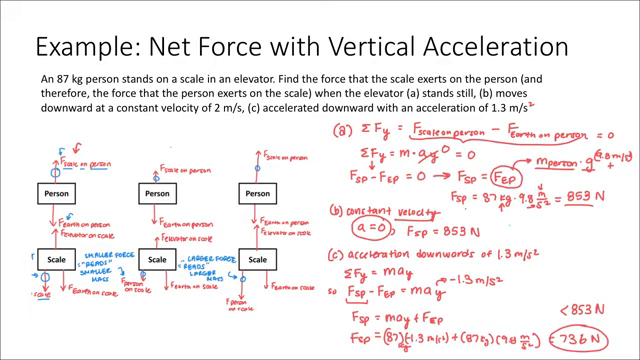Even though the person's weight hasn't actually changed, the scale is going to feel a smaller pushing force from the person, and so it will read a lower mass value. It does a conversion inside the scale. So it'll read a lower mass value in this case because we are accelerating downwards.